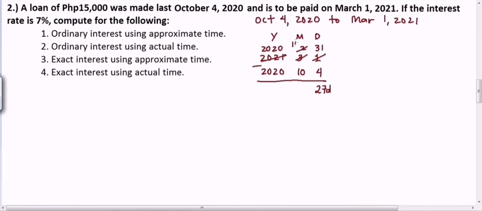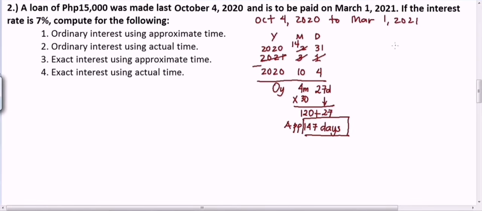So, this one would be 14. Okay? Yung 12 months here plus the 2 months here. So, that is 14. So, 14 minus 10, that is 4 months. And then, 2020 minus 2020, that is 0. So, imu-multiply ko lang to by 30 to get the days. So, 4 times 30 is 120 plus ito, 27. So, ang approximate time natin is 147 days. So, approximate time to. Ayan, 147 days.